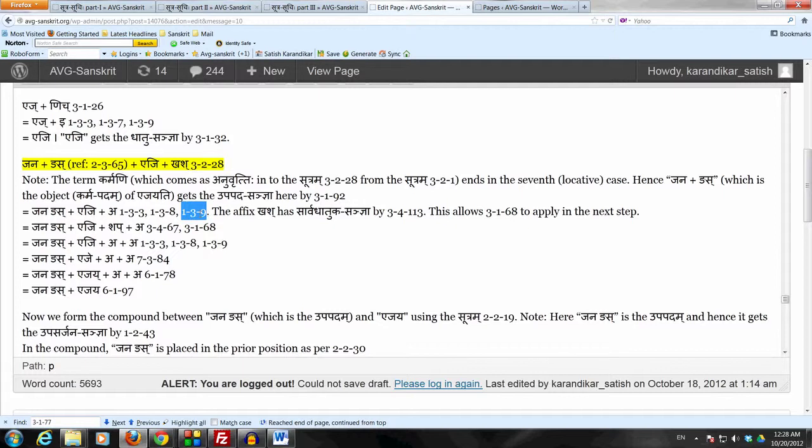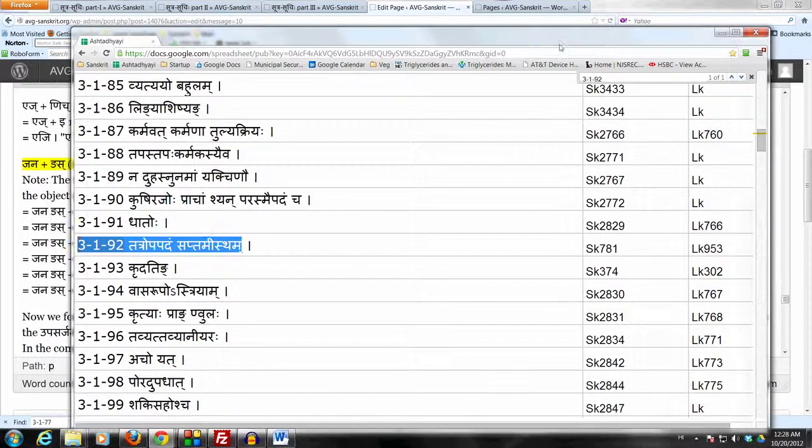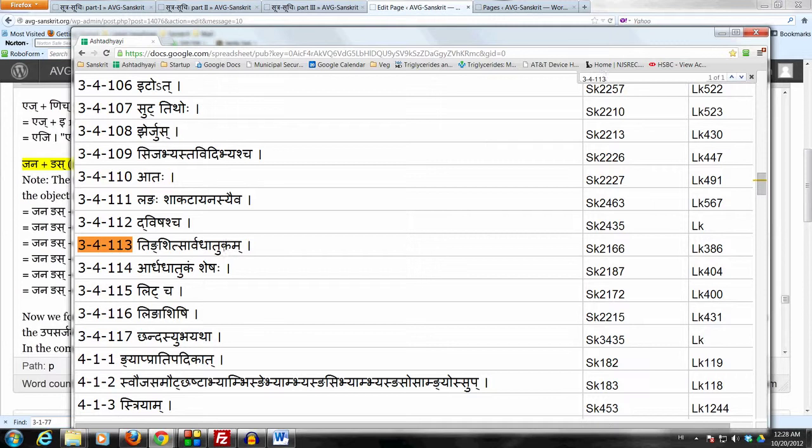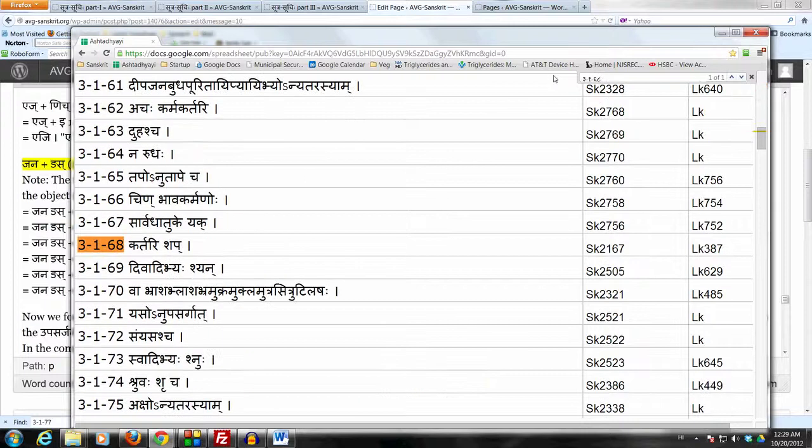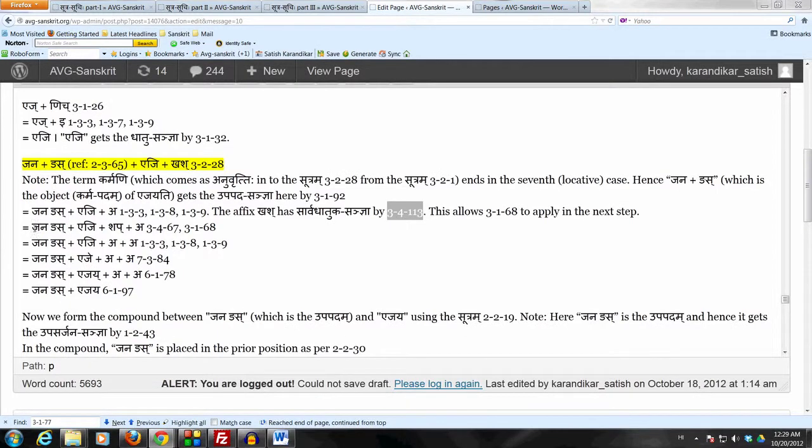Now the affix khash has a sarvadhatuka sanya here by ting shit sarvadhatukam 3411 13. So now we understand what is the purpose of Panini putting this talavya shakara as it in the affix khash. That is in order for khash to get the sarvadhatuka sanya, and that allows kartri shap to apply in the next step. So we get jana nyas plus aji plus shap plus a, because the affix khash, as explained before, is used in the sense of the agent of the action by kartri krit. It's used to denote the agent of the action, and that allows kartri shap to apply, because kartri shap only applies, of course, kartri sarvadhatuke. So khash has a sarvadhatuka sanya, it's also kartari, so that allows kartari shap to come in there.